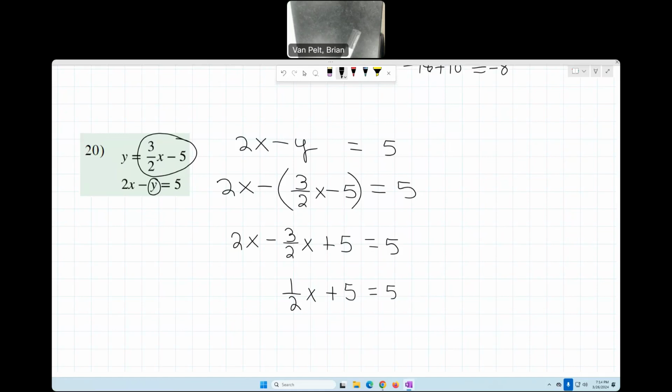What would you do here? Subtract 5 from both sides. I think you'll find out that 1/2 x equals 0, which means x equals 0. Right, that means that x equals 0, exactly right.